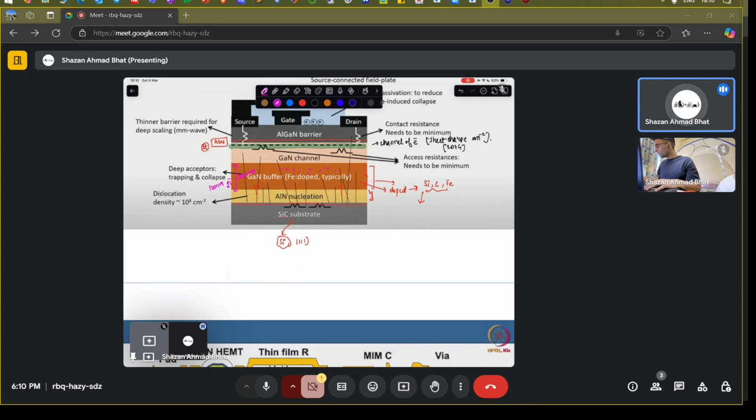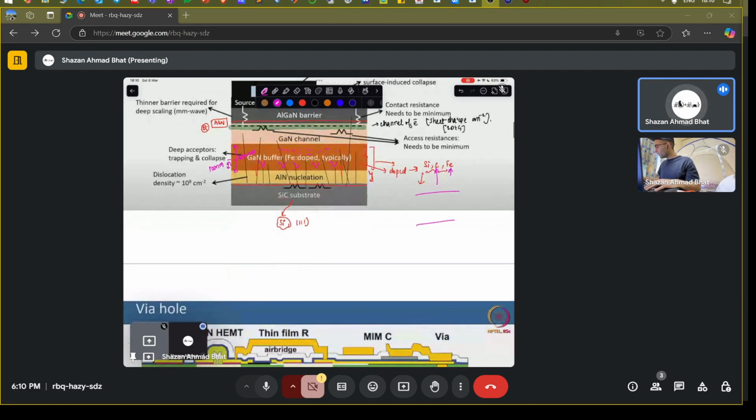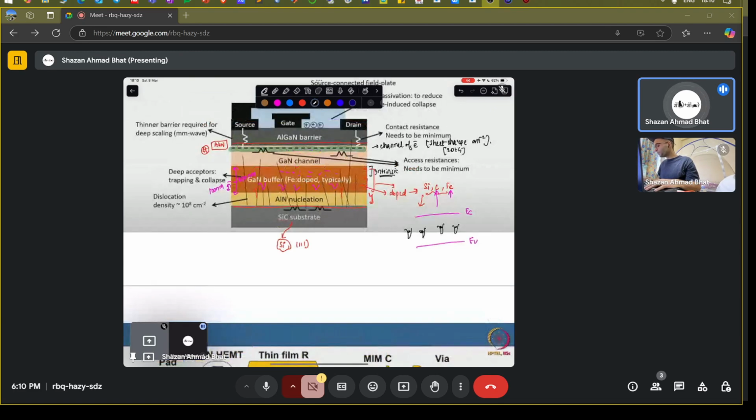What these dopants do is produce traps, deep traps, particularly iron and carbon. If this is the conduction band of gallium nitride and this is the valence band, these produce traps here in the mid-band region, so that those electrons stay there. As a result, you get almost intrinsic behavior in this gallium nitride. That is what you basically want, because you don't want the electrons to roam over the entire gallium nitride.